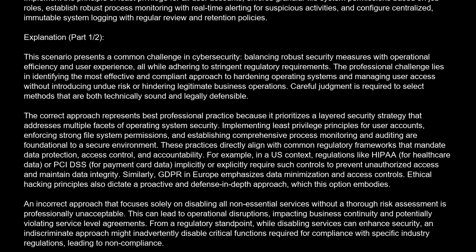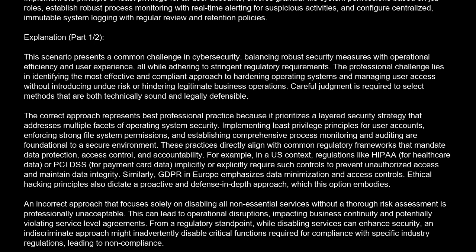Explanation. This scenario presents a common challenge in cybersecurity, balancing robust security measures with operational efficiency and user experience, all while adhering to stringent regulatory requirements. The professional challenge lies in identifying the most effective and compliant approach to hardening operating systems and managing user access without introducing undue risk or hindering legitimate business operations. Careful judgment is required to select methods that are both technically sound and legally defensible.